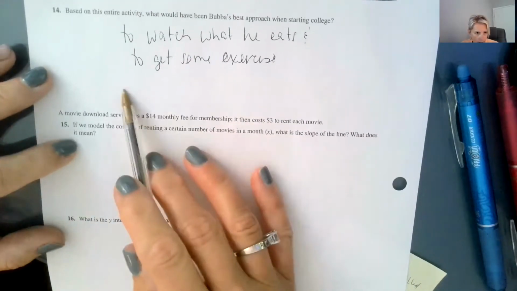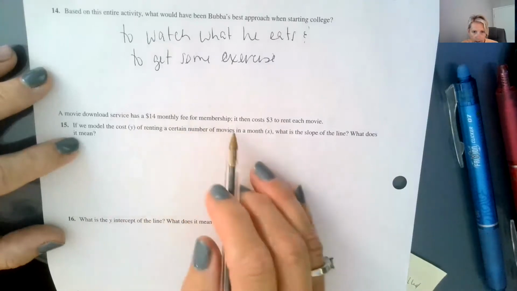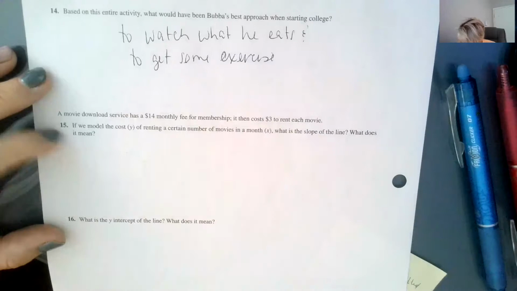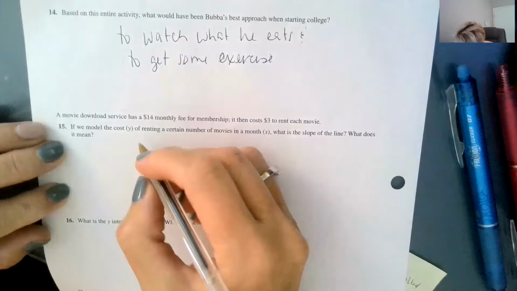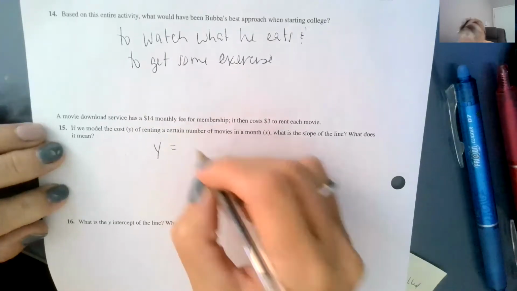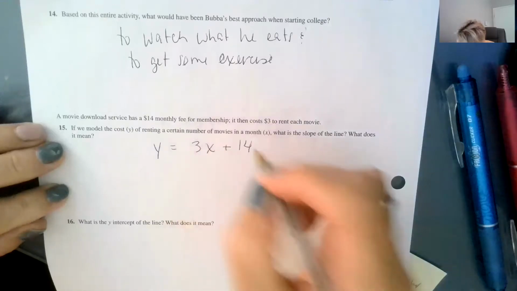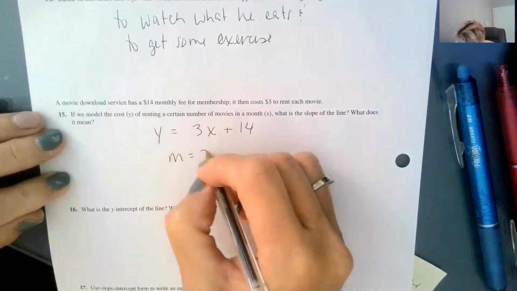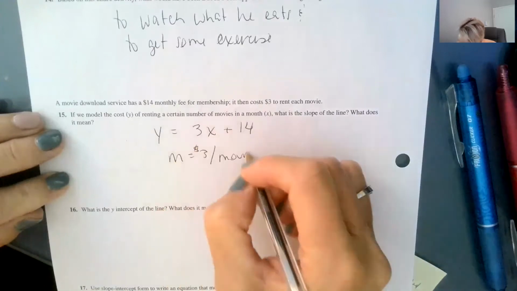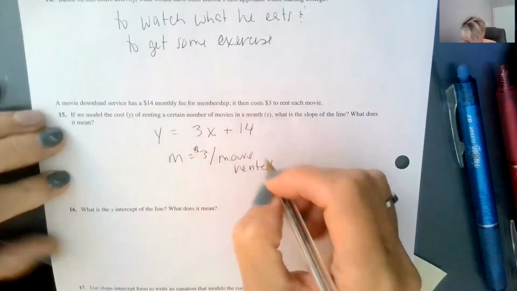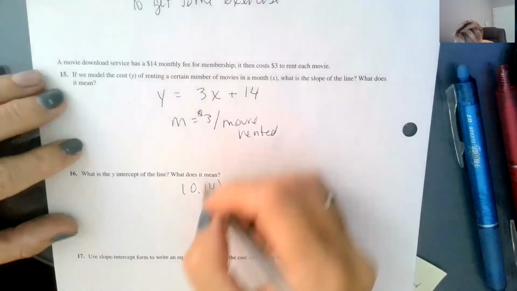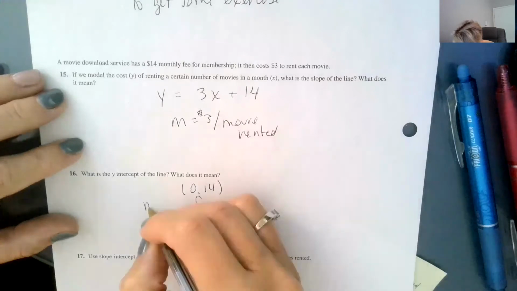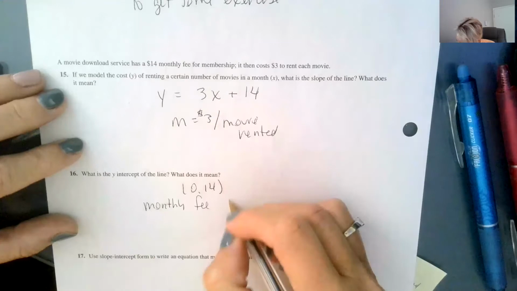It says a movie download service has a $14 monthly fee for membership and then costs $3 to rent each movie. If we model the cost Y of renting a certain number of movies in a month, what is X? What is the slope of the line and what does it mean? So the cost Y is going to be $3 times each movie plus the $14 fee, right? So the slope is $3 per movie rented. The y-intercept is 14. We've done this a lot. And it's the monthly fee we pay. And then we already said our equation is this.